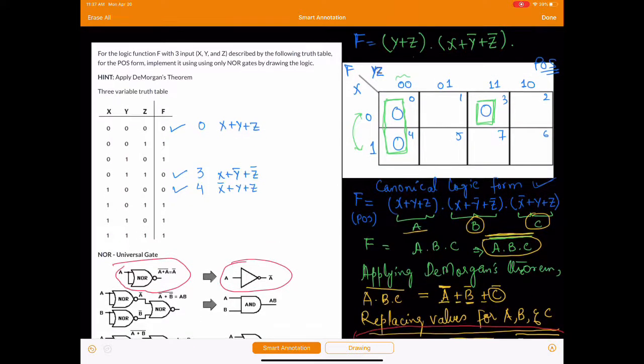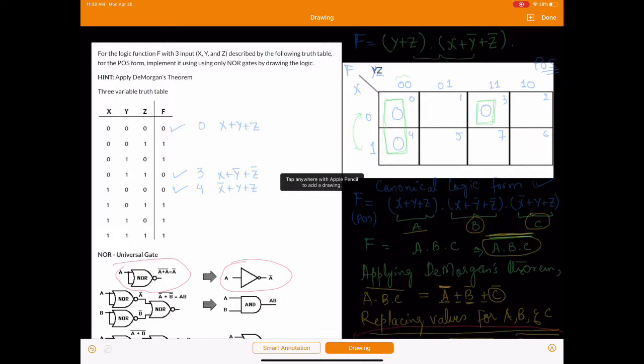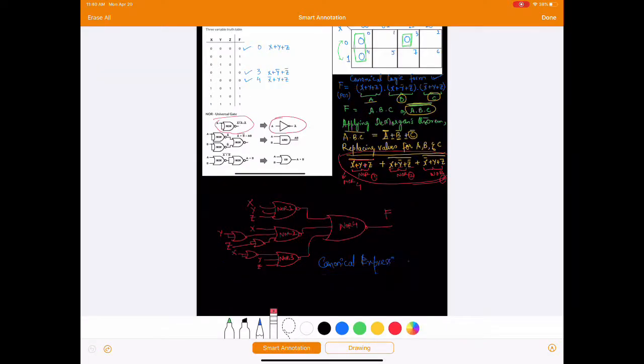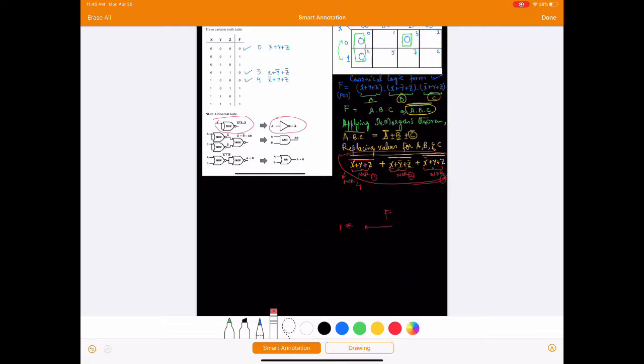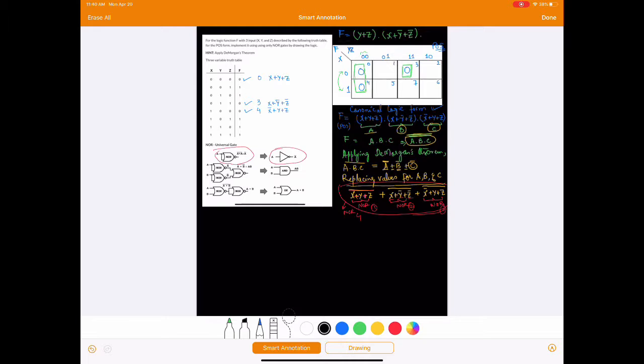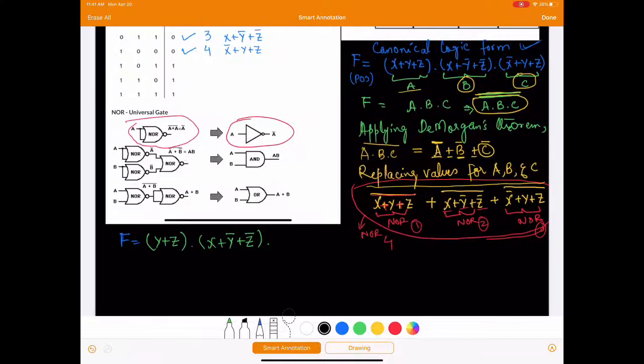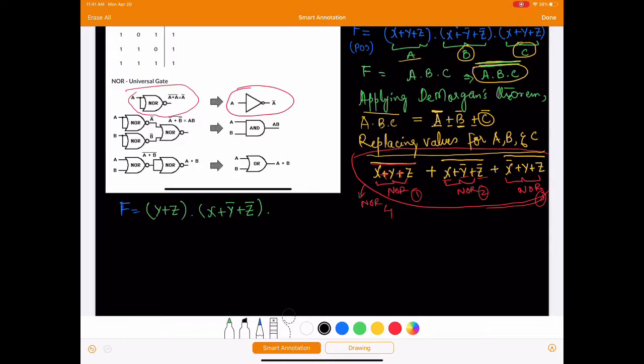You don't have to do further simplification here. So I'm going to copy this thing right here and then paste it somewhere at the bottom. The expression above here. So now we are going to work on the NOR implementation of this logic circuit diagram.